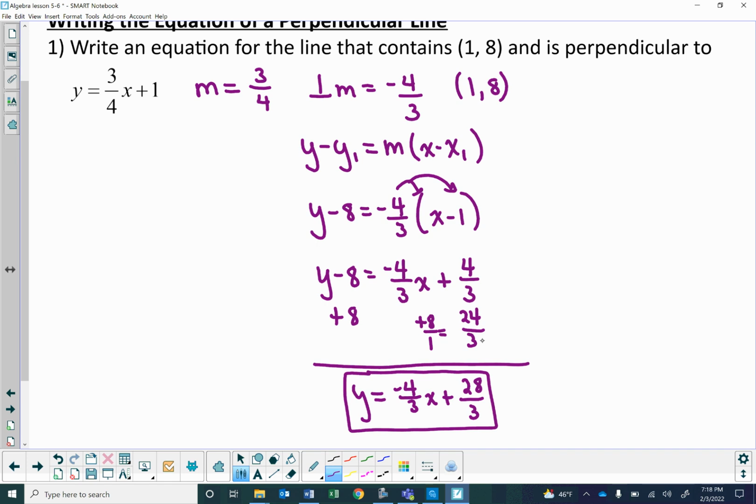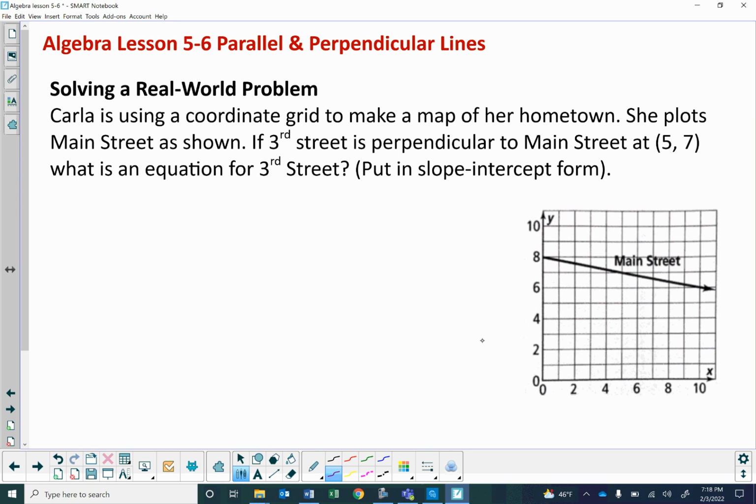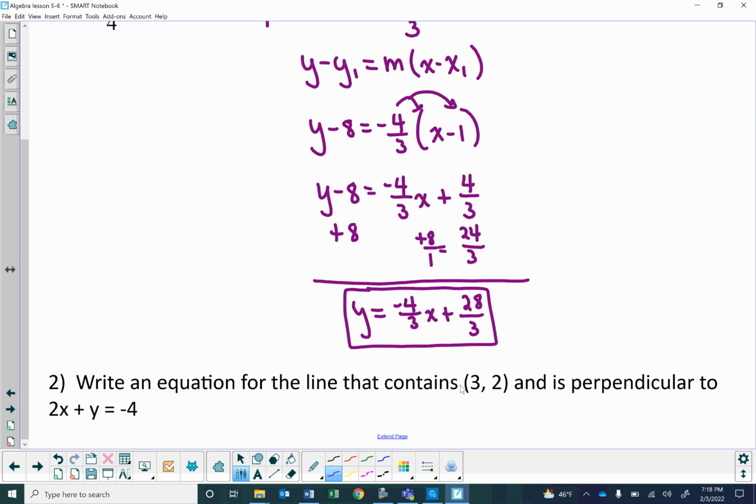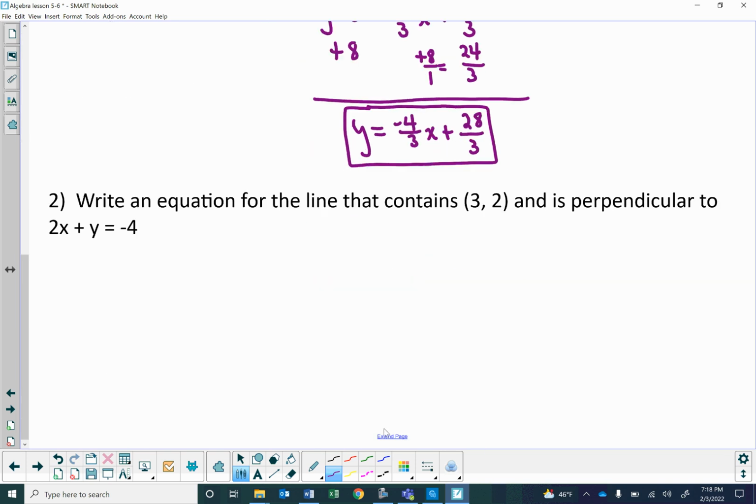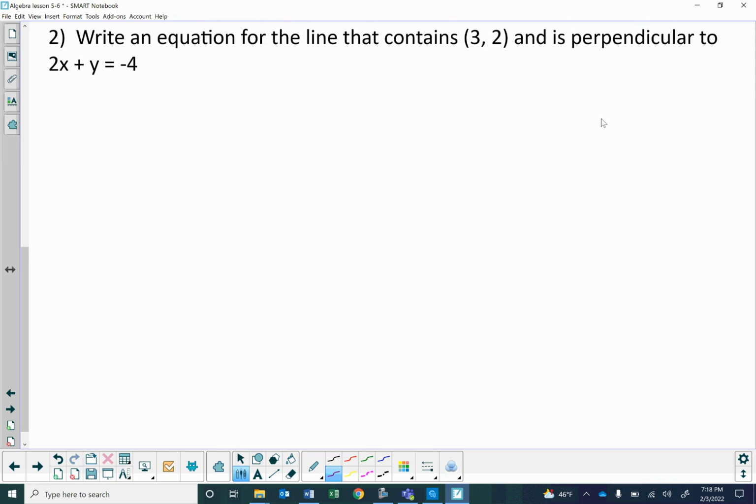Let's do one more. There it is. So write an equation for the line that contains the point (3, 2) and is perpendicular to 2x + y = -4. And we're going to write this line in slope-intercept form. If you're not sure, always write it in slope-intercept form because that's the most universal form that there is. So when in doubt, write it in slope-intercept form.